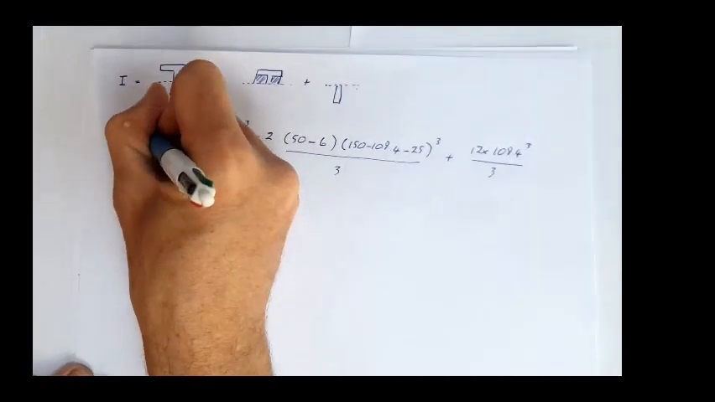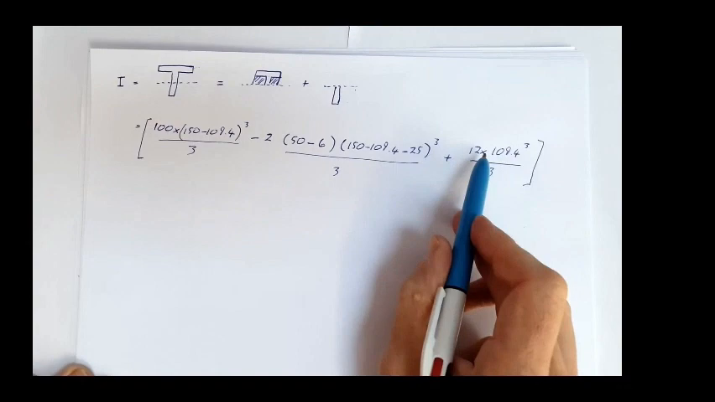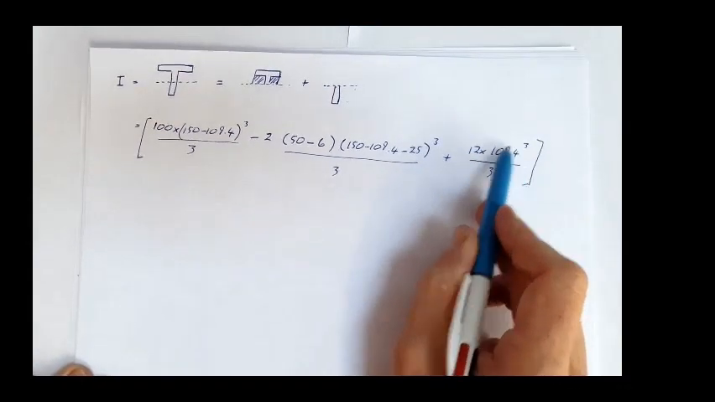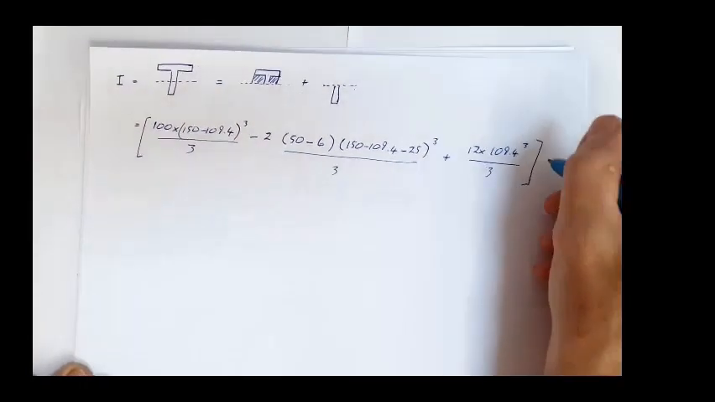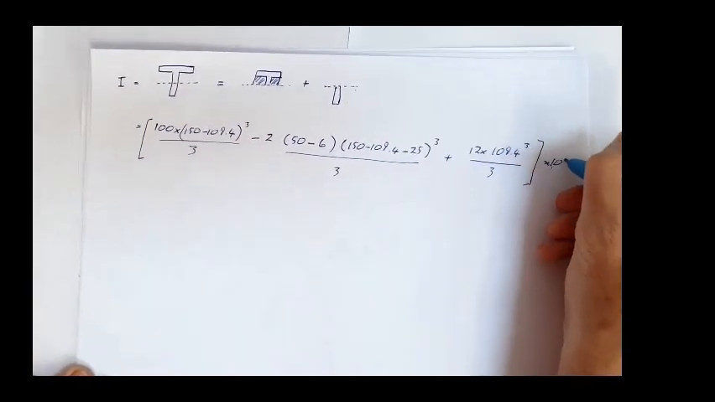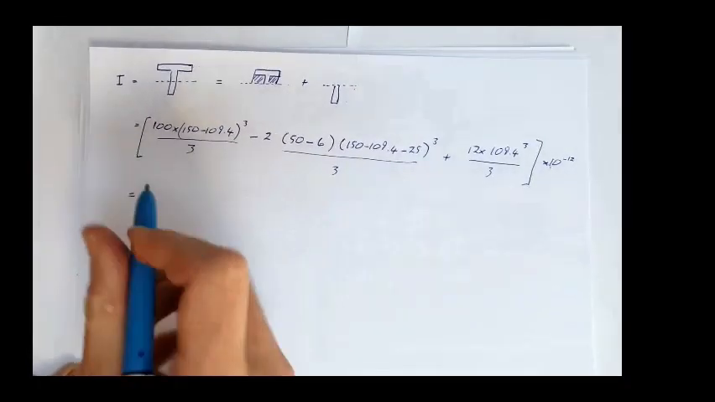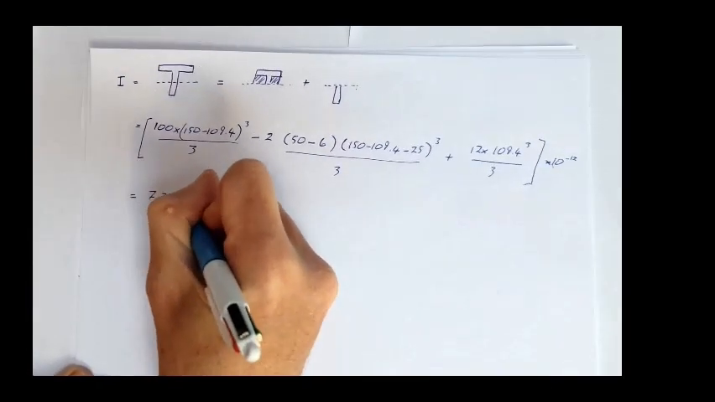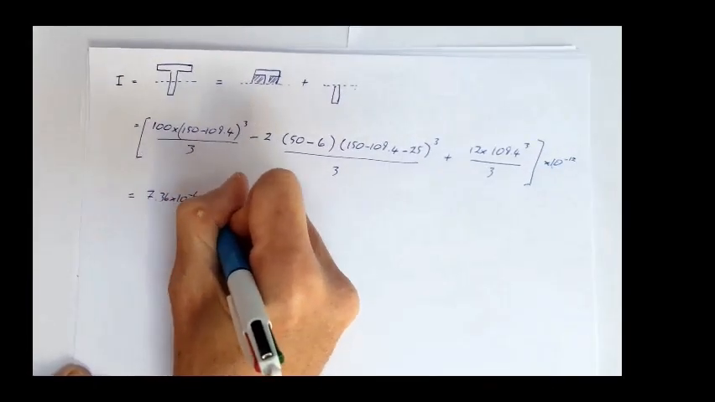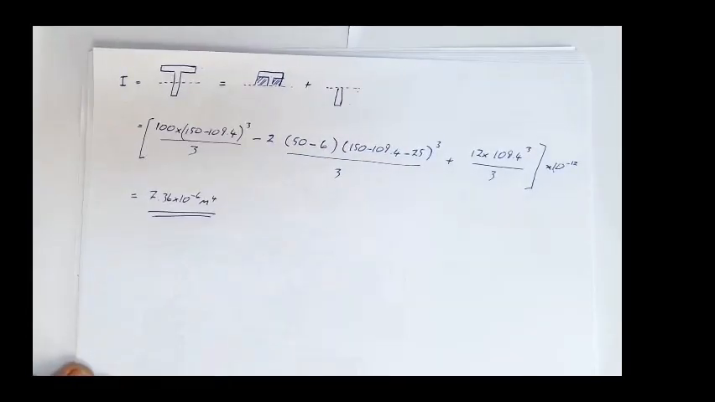And then everything, we've got meters to the 4. This is millimeters cubed. So we need to convert that to meters to the 4. So times 10 to the minus 12, which gives me a value for I of 7.36 times 10 to the minus 6 meters to the 4. That will be my second moment of area for my T section.